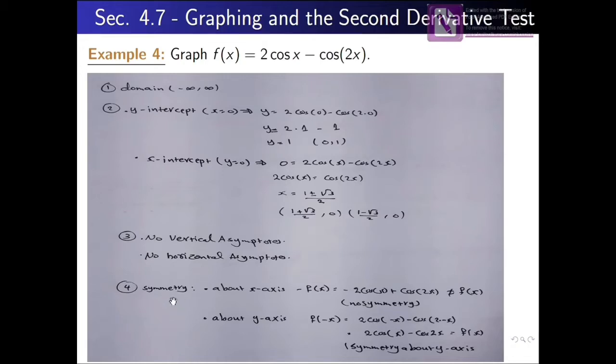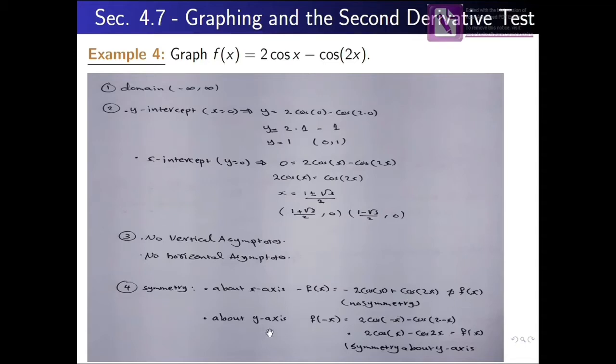Then for the symmetry, we need to check symmetry about the x-axis and about the y-axis. For symmetry about the x-axis, we need to multiply the function by minus 1. So minus f of x will give us minus 2 cosine x plus cosine 2x. If you compare this with f of x, they are different, so it is not equal to f of x. There is no symmetry about the x-axis.